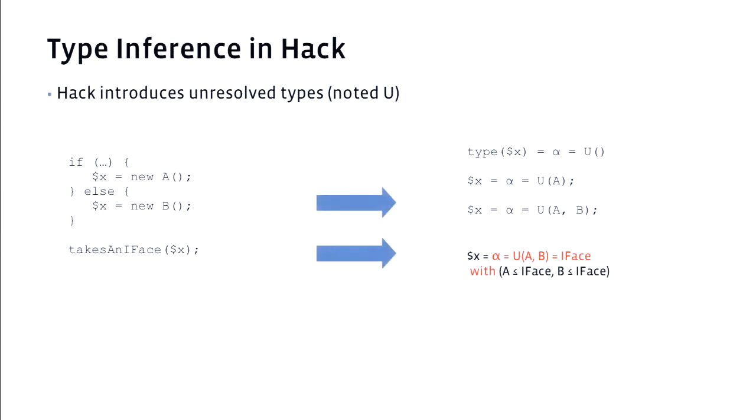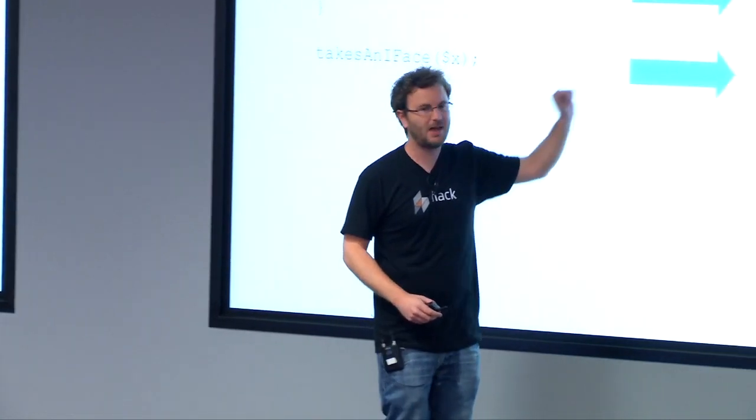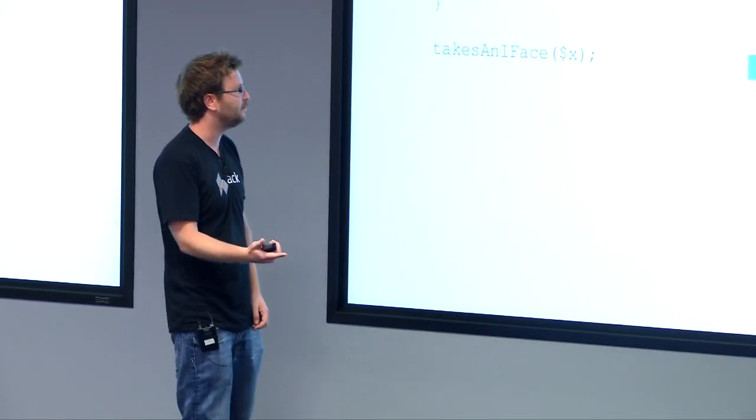So the solution in Hack is to use unresolved types. What that means is that when we see $x equal new A, instead of saying $x is an A now, we're going to say $x is an unresolved A. And what that means concretely is that $x is of a type we don't know what it is yet, but we know it can be an A. Now you do the same thing with the other branch, which is new B, right? And so what you deduce now is that $x, I don't know what it is yet, but I know it can be an A, or I know it can be a B, right?